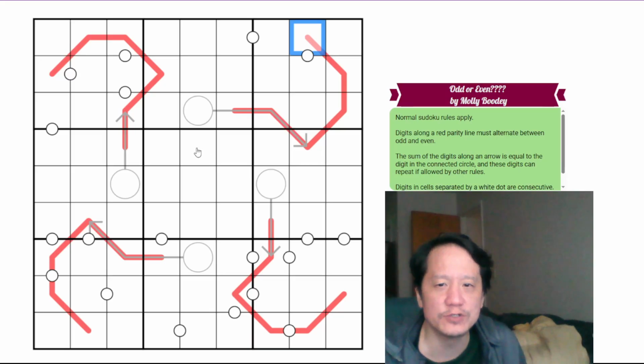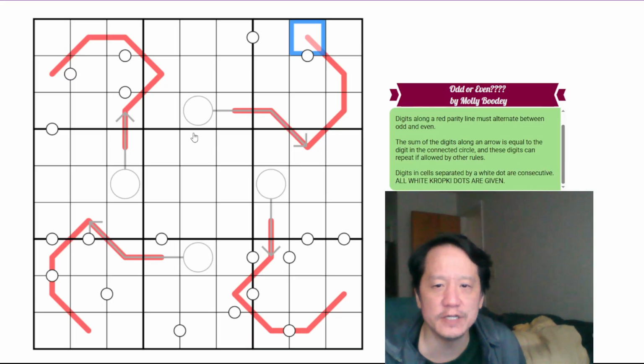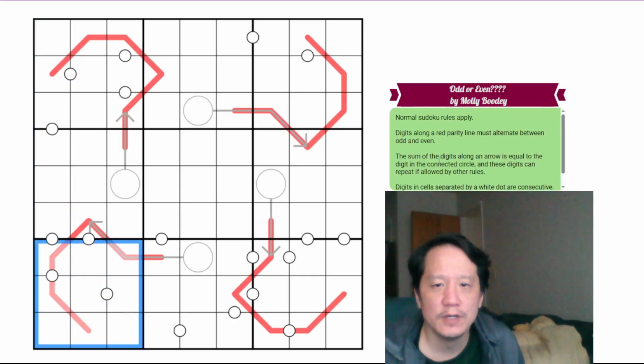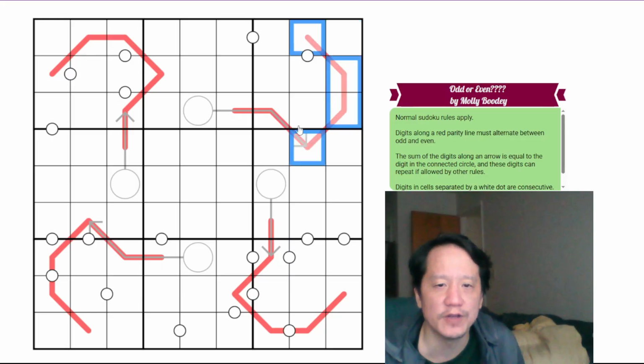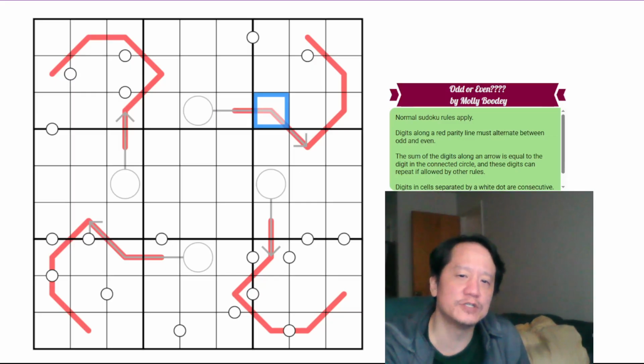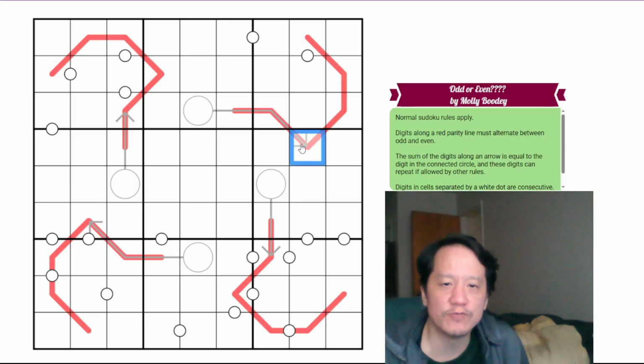Normal Sudoku rules apply, which means in every cell in the grid, place a single digit from 1 through 9 such that there are no repeats in any row, column, or designated 9-cell region. Digits along a red parity line must alternate between odd and even. So for example, if this were an odd digit, this would have to be an even digit, which would force this to be an odd digit, etc., etc.